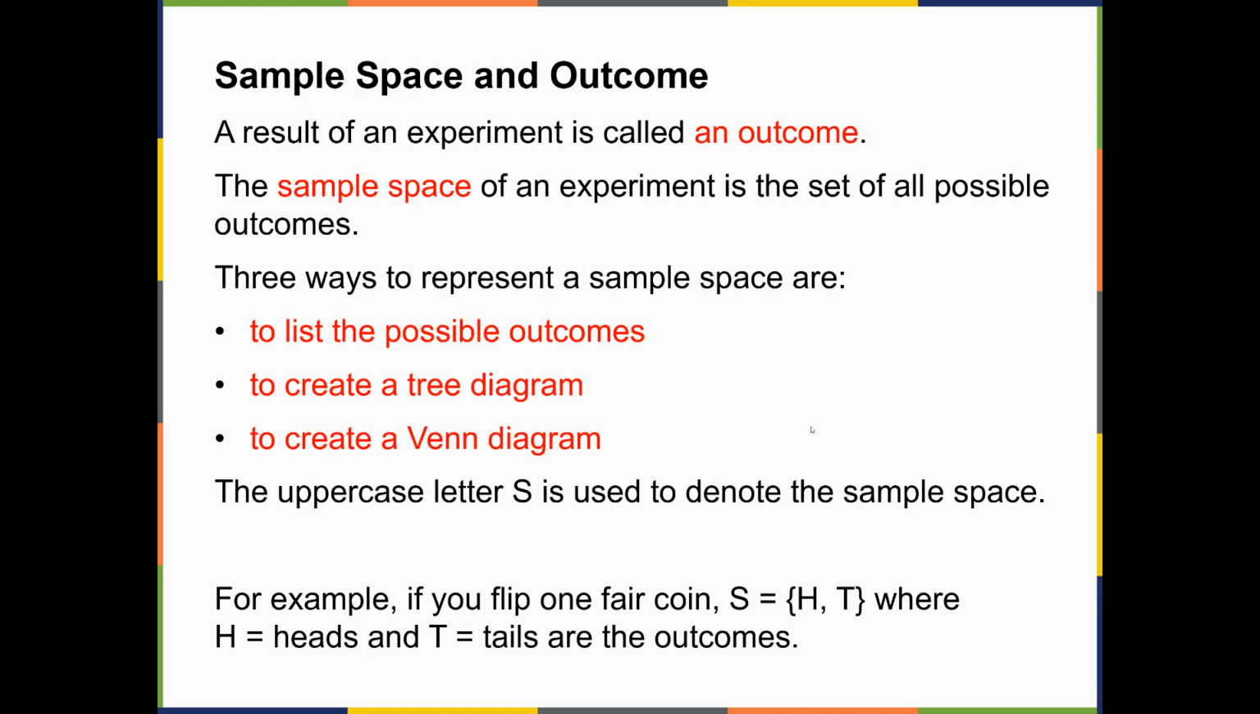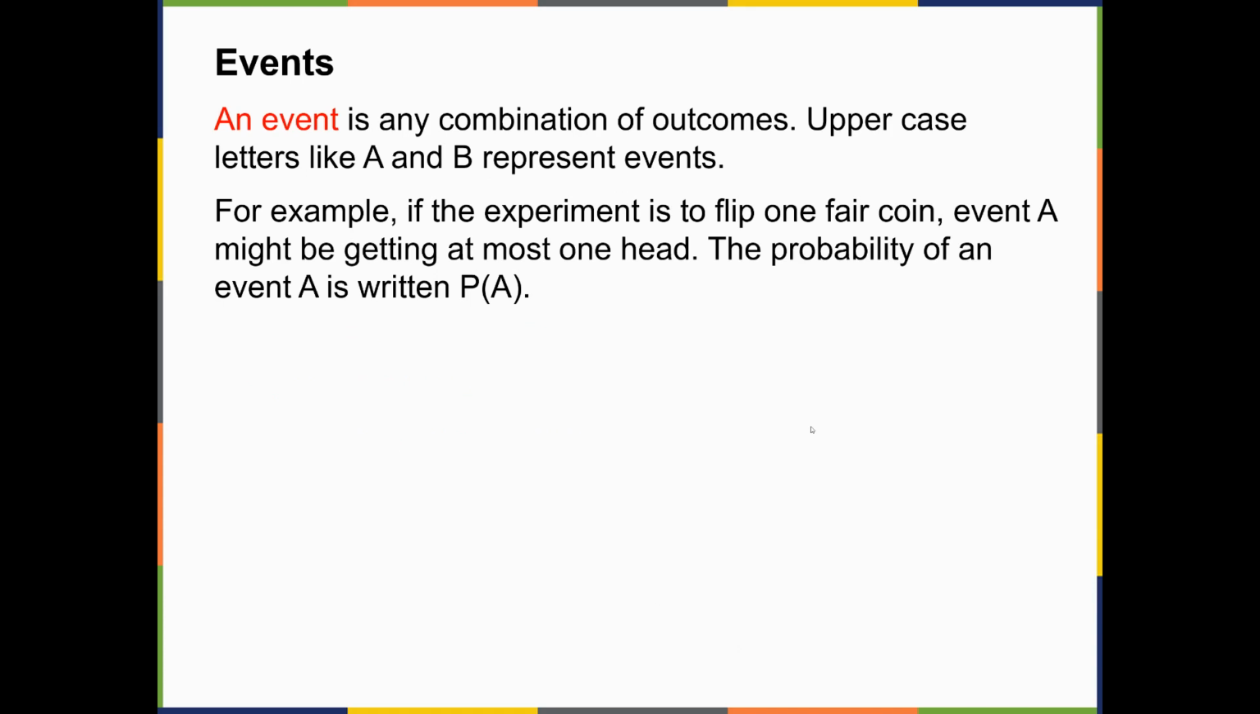We can just list them. We can draw a tree diagram. We can create a Venn diagram. And we'll be mostly listing them in this section, but we will talk about the other two later. We usually use the uppercase letter S to denote the sample space. So for example, if we flipped one coin, S would equal the set H or T, where heads or tails are the possible outcomes. An event is any combination of outcomes.